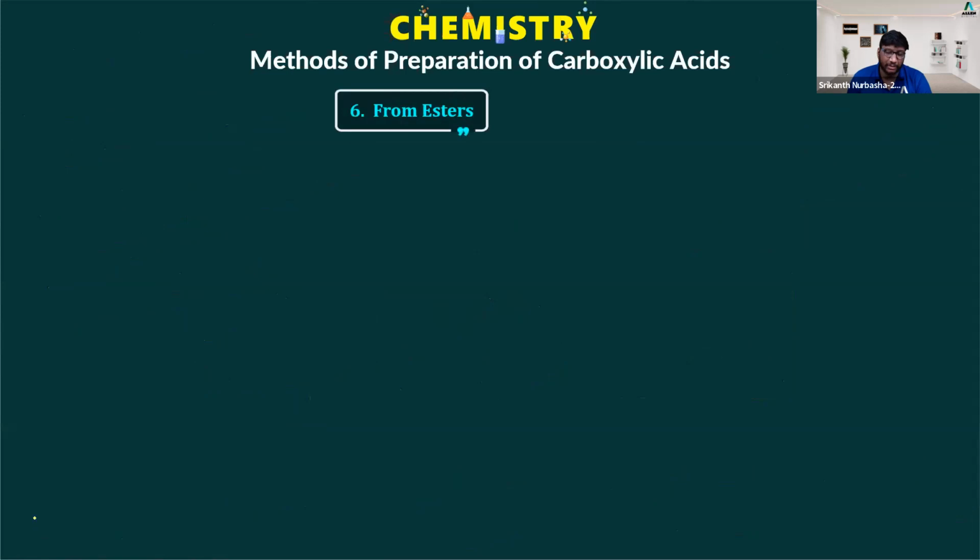From esters, we can do the esterification. If you remember the esterification reaction, in the esterification reaction there exists an equilibrium between the reactants as well as the products. What are the reactants? Acid plus alcohol will be reacting in acidic medium to form the respective ester and water.